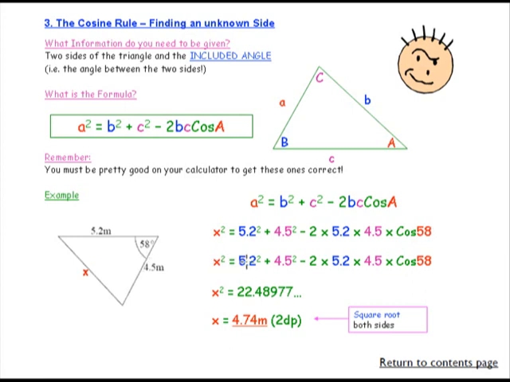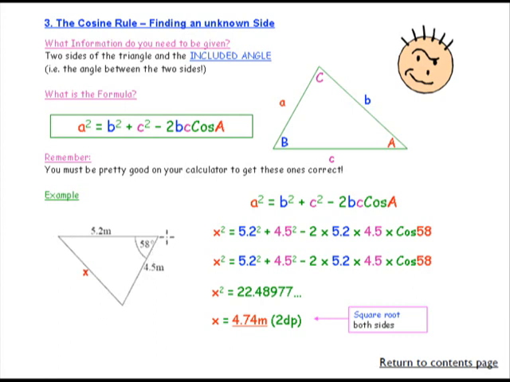Then your x squared will be equal to 5.2 squared plus 4.5 squared minus 2 times 5.2 times 4.5 times cos 58. If you simplify that, your x squared will be 22.48977. You find the square root of both sides, your x will be equal to 4.74. So that's how you use the cosine rule to calculate an unknown length to the angle.